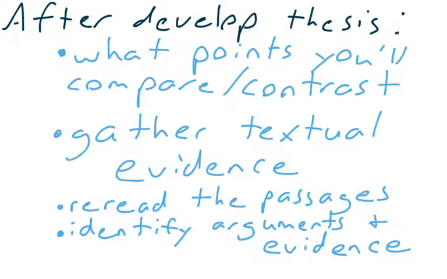Textual evidence just means quotes and information from the actual articles that they give you. Because you can't just say, oh, this person has a sarcastic tone and this one doesn't. You have to prove it. You prove it by finding text from those articles and showing your readers, hey, this is where it is. Here's my evidence. To do that, you really want to reread the passages.